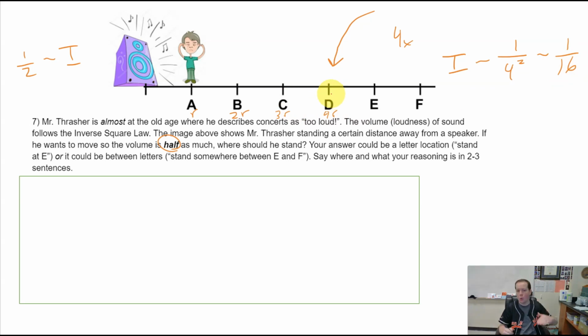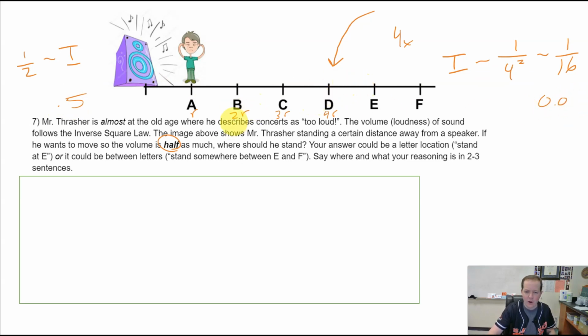It's way lower volume. It's like I'm whispering. It's 1/16. This would be too far away. I only want it to be half. Half is 0.5. 1/16, that's a decimal less than 0.0 something, okay? It's a small little decimal.